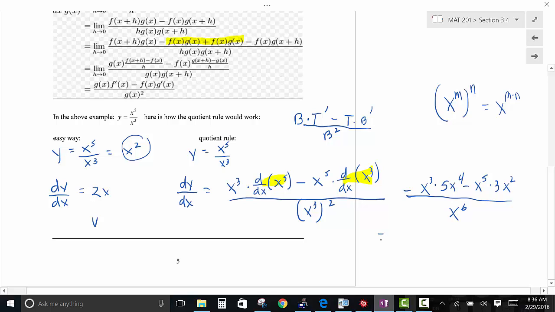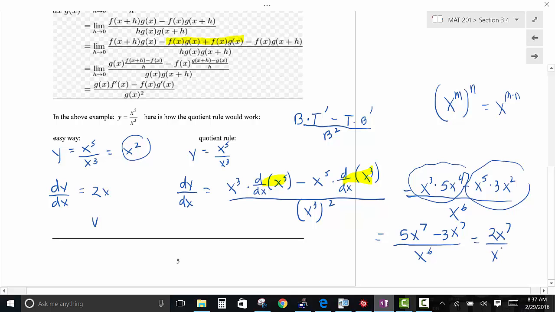Now, if we algebraically simplify this, what is this thing right here that I just circled? 5x to what power? 7th. Good. What is this? 3x to the 7th, right? All over x to the 6th. Those are like terms in the numerator, so we get 2x to the 7th over x to the 6th. Look what happens. You subtract the exponents, and don't you get 2x?